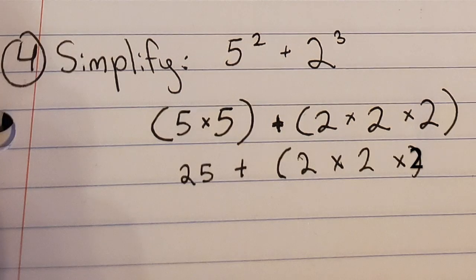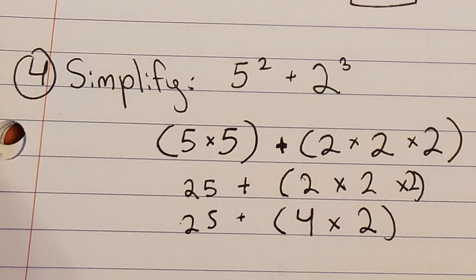Do the easy one first. 5 times 5, 25. Easy peasy, lemon squeezy, so easy. Then we're going to move on to our friend the 2. So we're going to focus on those first two factors. So the first 2 times 2, we know that equals 4.